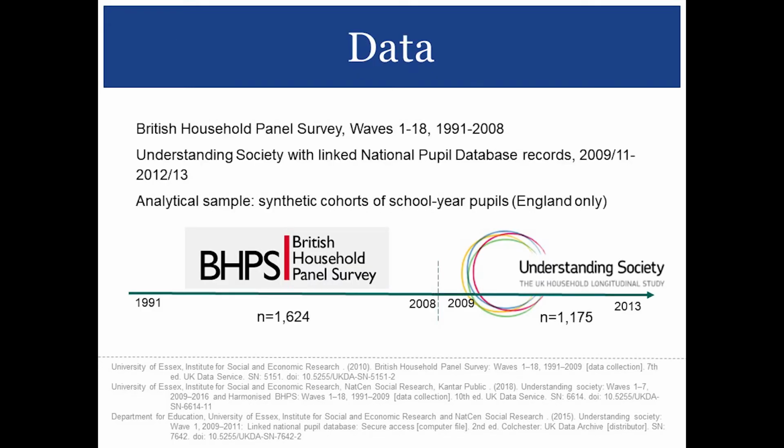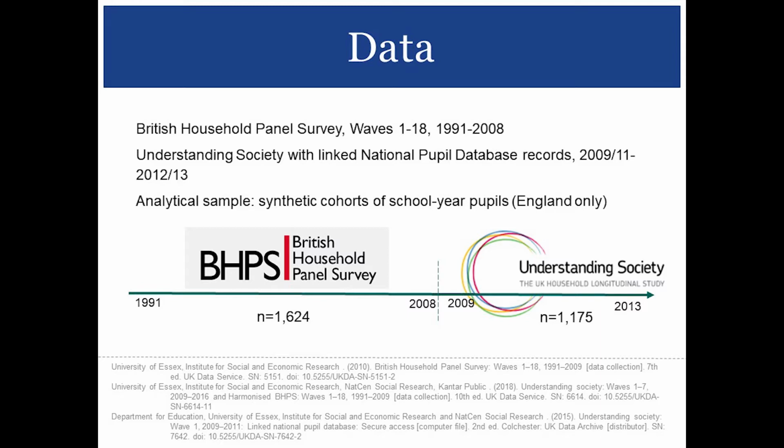We use the British Household Panel Survey and, of course, Understanding Society. We use all 18 waves of data for the BHPS spanning 1991 to 2008, and we use the first 5 waves of Understanding Society with linked National Pupil Database records. We identify young people who have just sat their GCSE exams and have very recently received their results, and we organise these individuals into synthetic cohorts based on their academic year.